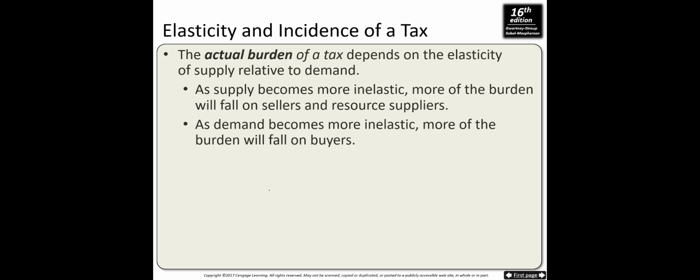There is a relation between the incidence of tax, when I say incidence of tax, who pays how much, and the elasticity of demand and supply. The actual burden of a tax depends on the elasticity of supply relative to the demand. As supply becomes more inelastic, remember, inelastic means more price insensitive, these people don't care about price that much, more of the burden will fall on sellers and resource suppliers. So the inelastic side pays a higher percentage of the tax burden. As demand becomes more inelastic, more of the burden will fall on buyers.